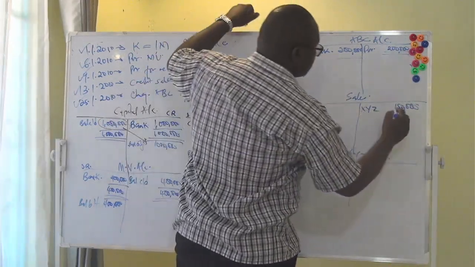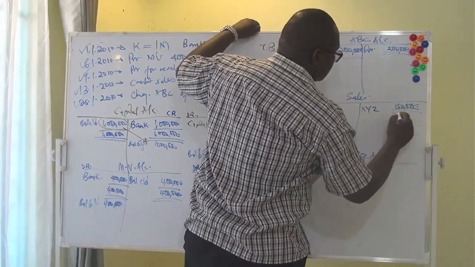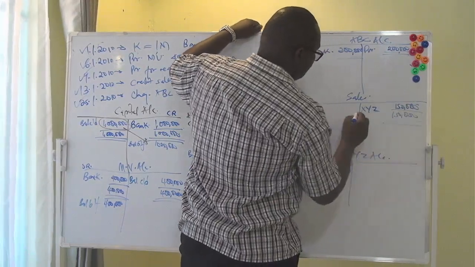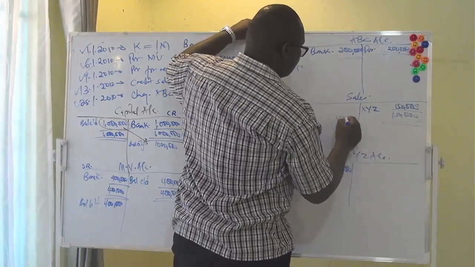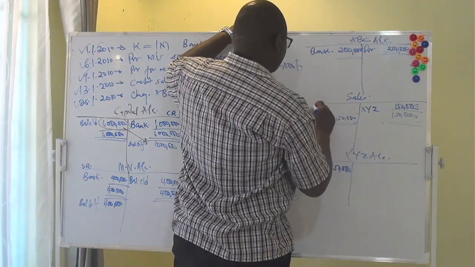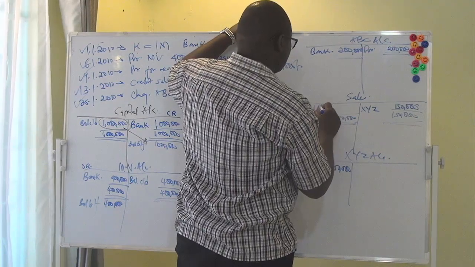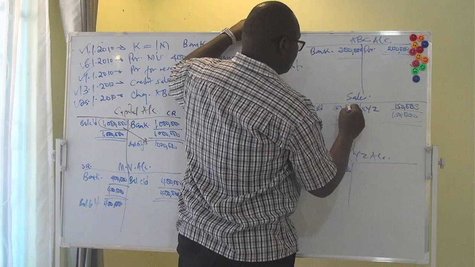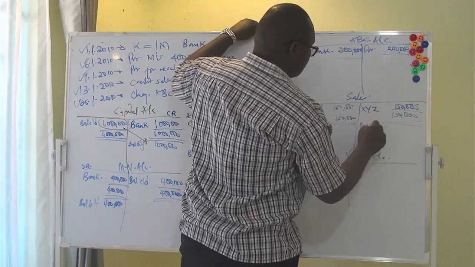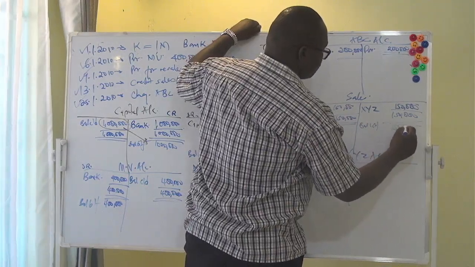The sales account again, I'll do that. This is 150. Again, this is 150. My balance brought down or carried down is 150. Then my balance brought forward is 150.